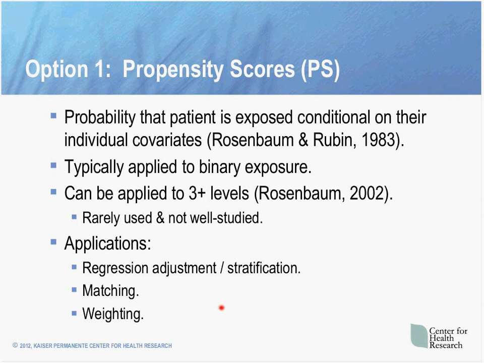In terms of applications, you can compute the probability, and you can adjust for it as an individual covariate. You just use the propensity score as a covariate in the regression model, or you can match on it, which is a methodology that's growing greatly in application, or weighting.